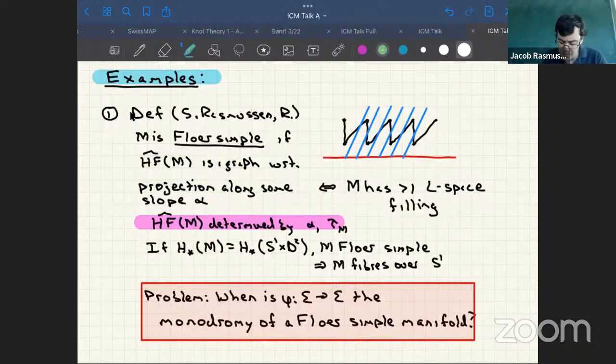So maybe at this point, let me ask another question. Let's say for simplicity that the homology of M is the same as the homology of S1 times D2. Then it turns out that every Floer simple manifold fibers over S1. And it's really quite an interesting problem to try and understand what the monodromies of these Floer simple manifolds are. It turns out, for example, that the Turaev torsion has to have a very special form. So these monodromies must be a quite special subset of the set of all diffeomorphisms from sigma to itself.